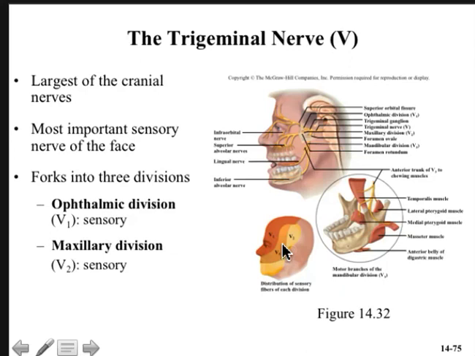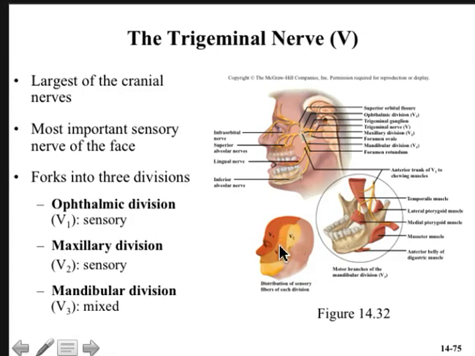The maxillary division, or V2 branch, is also a sensory division. And the mandibular division, or V3, is the mixed division. And so you can see these 3 huge branches of the trigeminal nerve, and they basically exit through foramina in the sphenoid bone. And again, this is a paired nerve. You've got one on each side. And you can see the distribution of sensory fibers for each of these divisions.